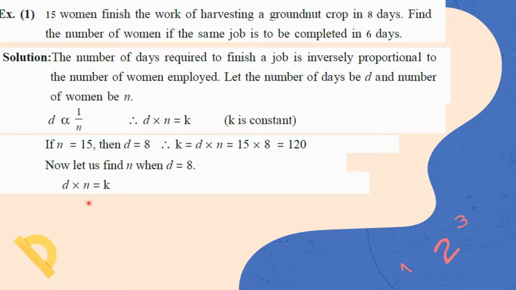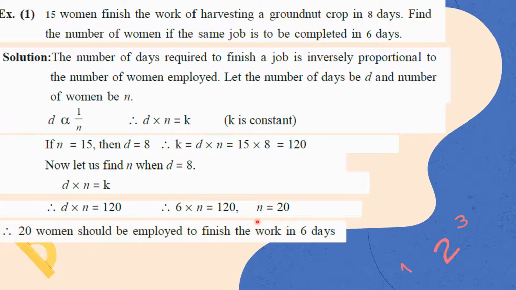So D into N equal to K. Substitute the value of D as 6 here. So this will be 6 into N, which is equal to 120. Divide both the sides by 6, you will get N equal to 120 divided by 6, which is 20. So 20 women should be employed to finish the work in 6 days.